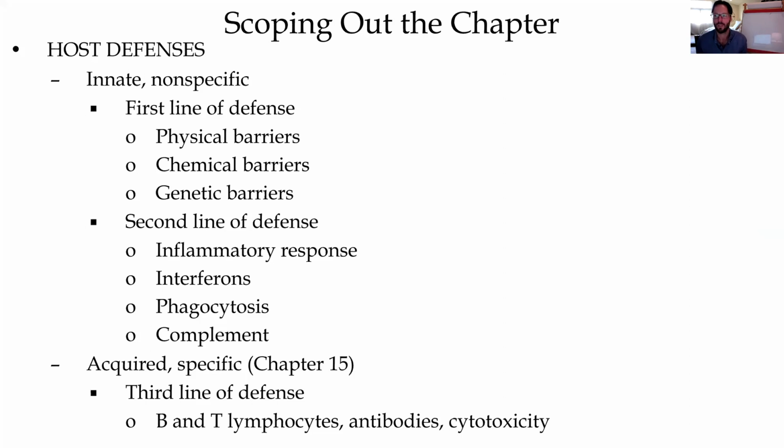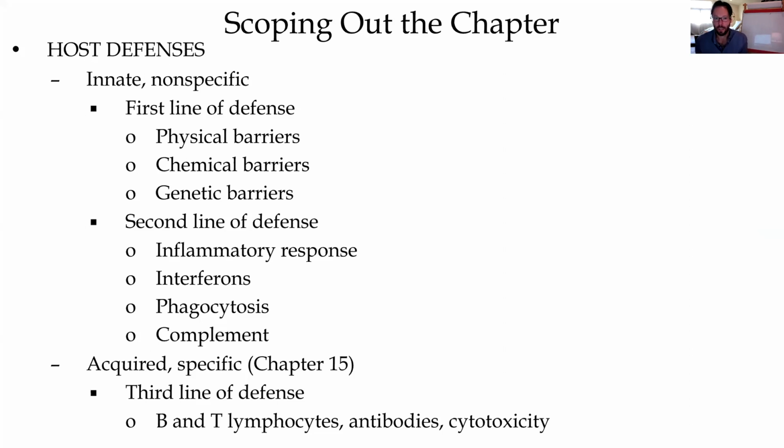What's a first line of defense? Those are going to be things like physical barriers, skin, mucus, chemical barriers. So we'll get into that a little bit more, what some of the chemical barriers are, but they're not going to be cells. They're going to be proteins and things like that, enzymes.